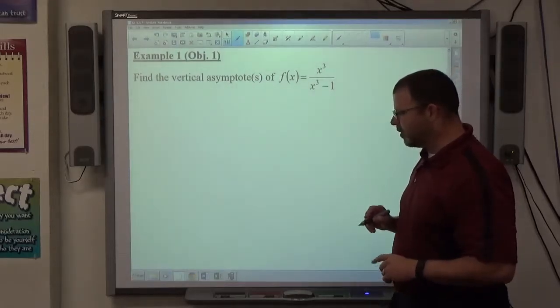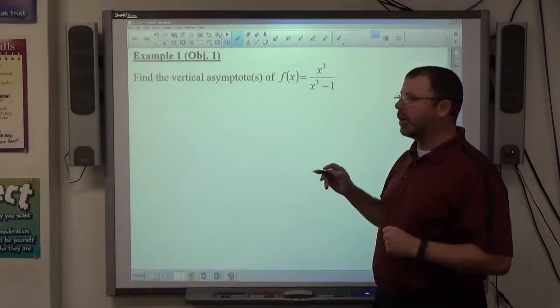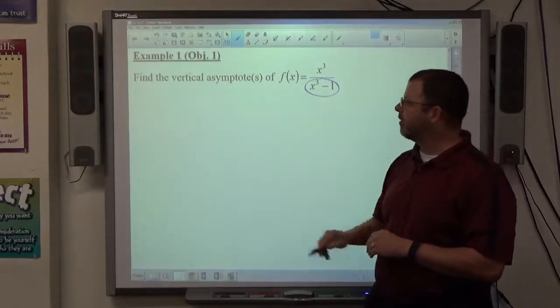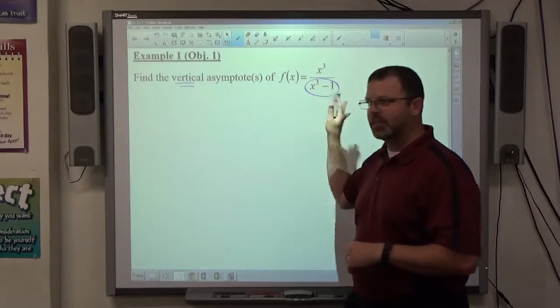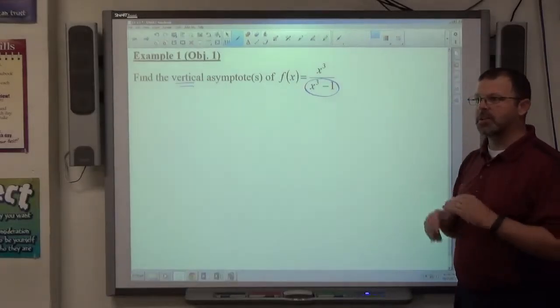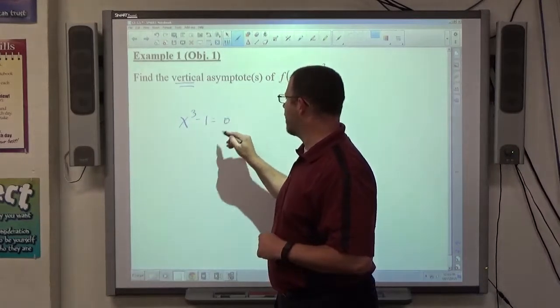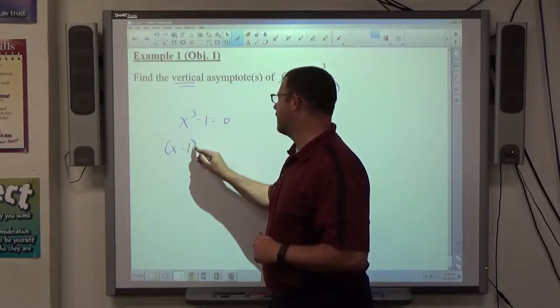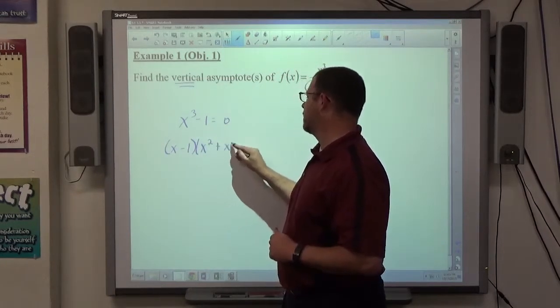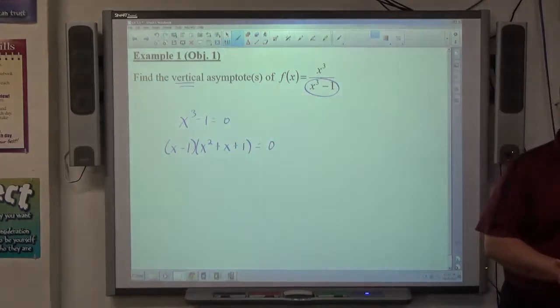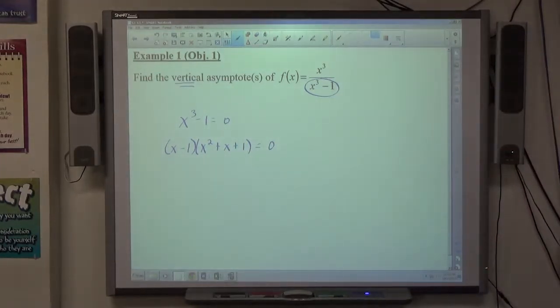The procedure here is number 1: only focus on the bottom. What makes the bottom equal to 0? So again, if you're asked for vertical asymptotes, that's the scenario you have to consider. So x cubed minus 1 equals 0. If I factor that, that's going to be x minus 1 times x squared plus x plus 1. It's the difference of cubes. I do recommend factoring as opposed to just moving the 1 over and taking the cube root, in case there's more than one answer.